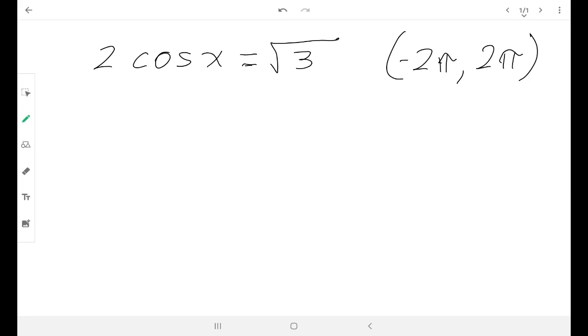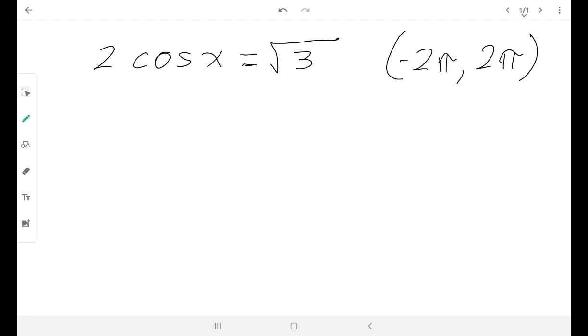Okay, so I was asked to work through this problem. We want to solve 2 times cosine x equals the square root of 3. And we want to work on it from negative 2 pi to 2 pi.